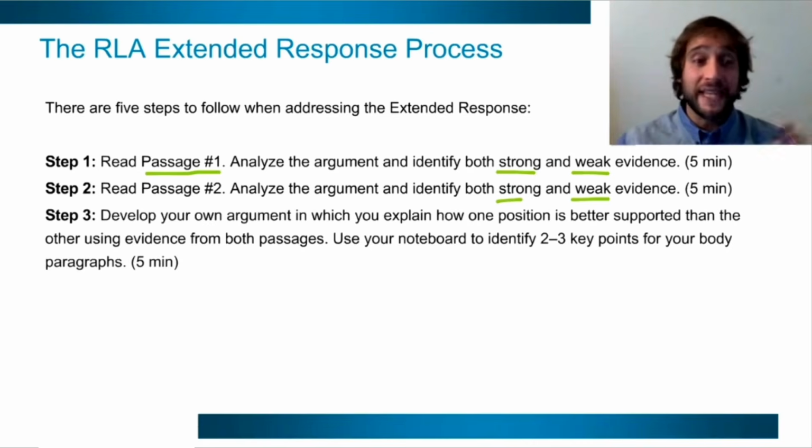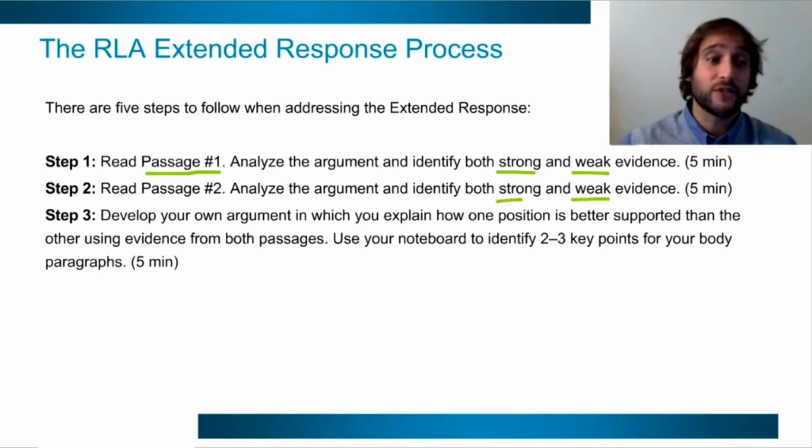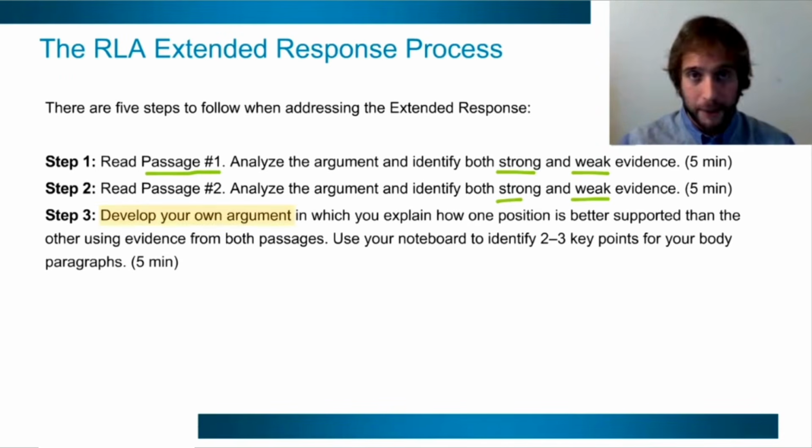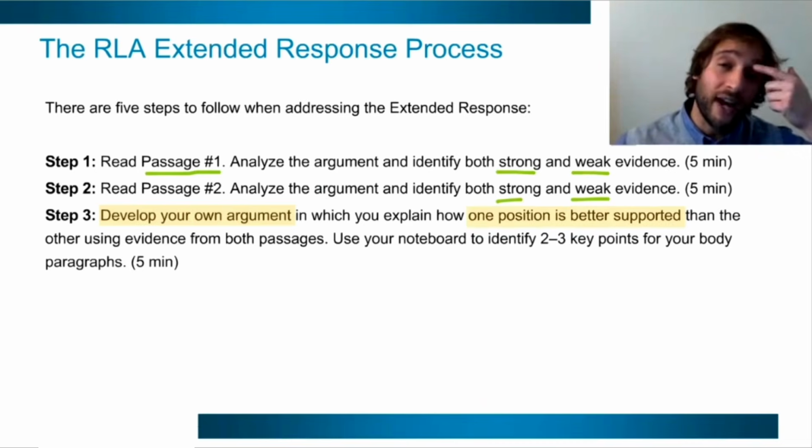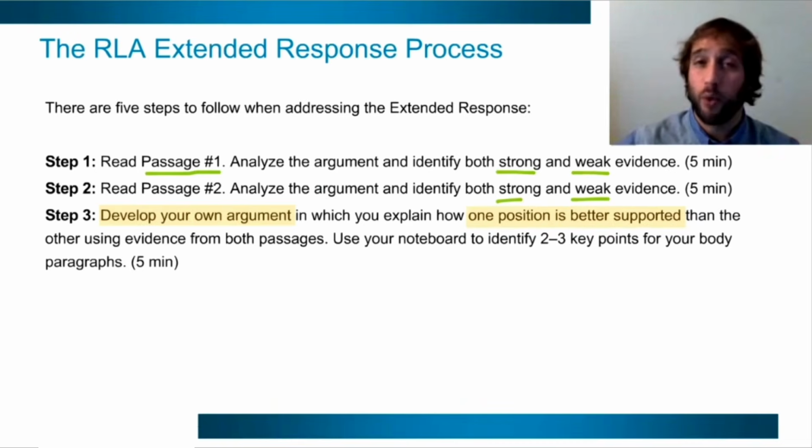All right, so once you've made that decision, step 3, that is where you develop your own argument. That's the goal, that's the task. Now, when I say develop, that doesn't mean necessarily that you're going to be actually typing up that argument quite yet. Step 3 is your outlining step, right? This is the one where you decide which position you feel is better supported, but then you use your noteboard to identify the key points that you're going to make in support of that position. You also might want to think about the passage you're not selecting and think about what are some key elements of that passage that might be reasons why you wouldn't support that one.